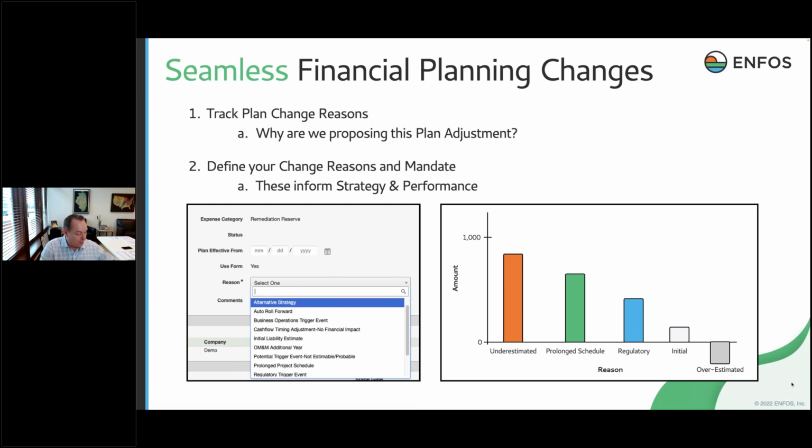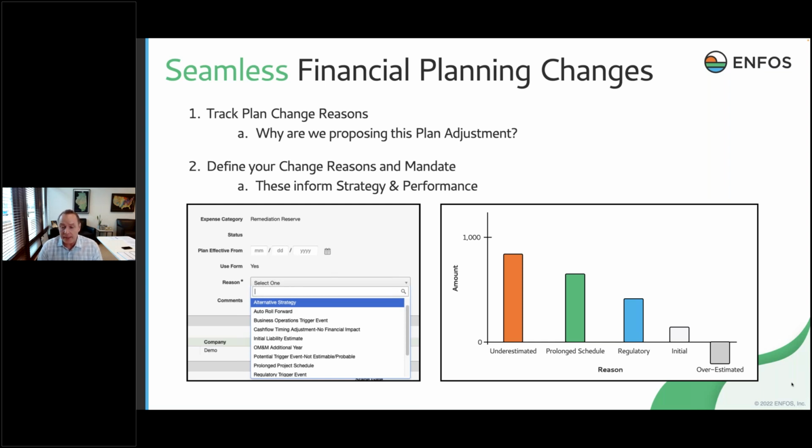This is principle number 5 from my original slide: seamless financial planning changes. I mentioned before that a typical project can have 100 to 120 plan changes over its life. Plan changes are very important. They tell us if we're following our process properly, right?